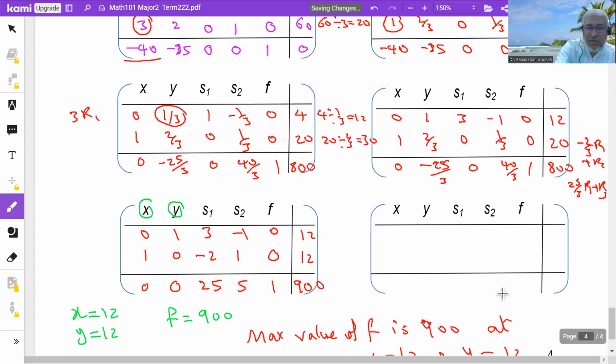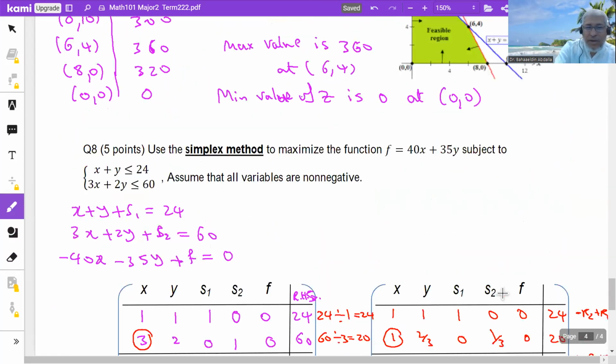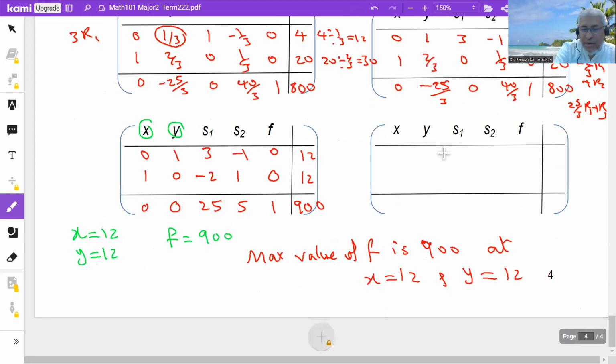I'd like to check my answer. So here, this is f, this is f. If I multiply 40 times 12, that's the value of x, plus 35 times 12, that's the value of y, I'll find the answer is 900. So now I am satisfied with the result. This is, in fact, the solution of the last question.